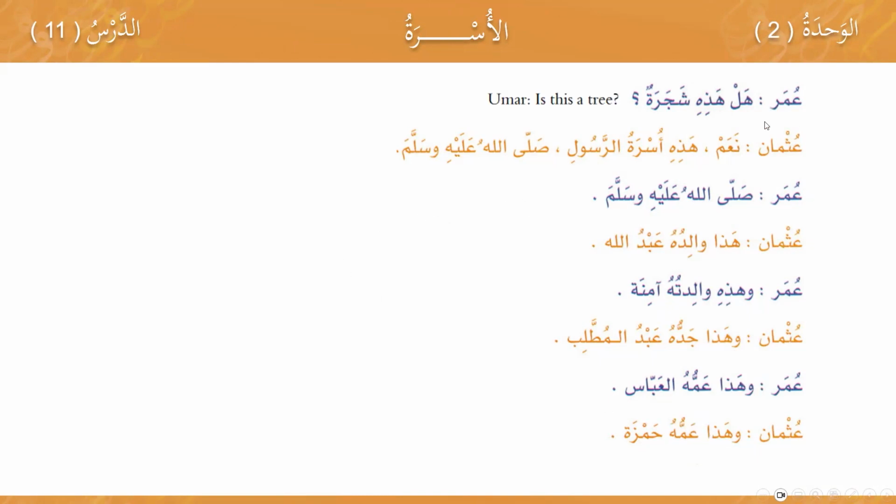هل هذه shajaratun. Hal, as we know, that means is, and we have learned about it that when we talk about a question, that is basically a yes-no question. So if the answer is yes, you will say yes, and if the answer is no, you say no. هل هذه شجرة? Is this a tree? عثمان: نعم. هذه أسرة الرسول صلى الله عليه وآله وسلم. This is the family of the Prophet, peace be upon him.